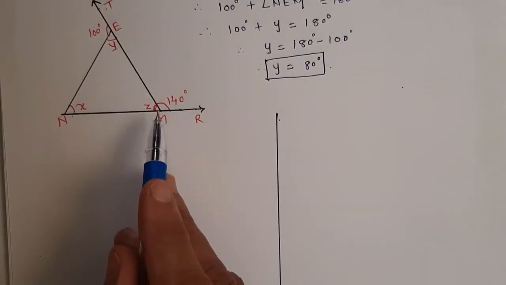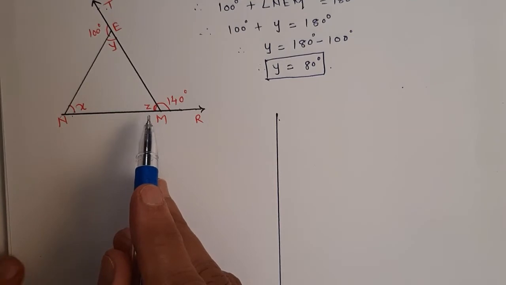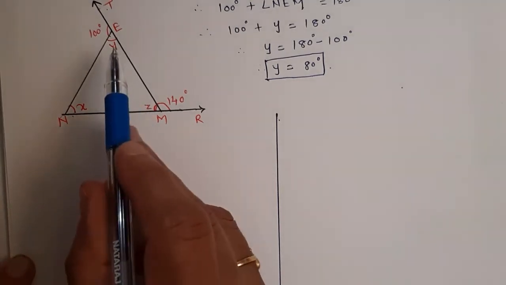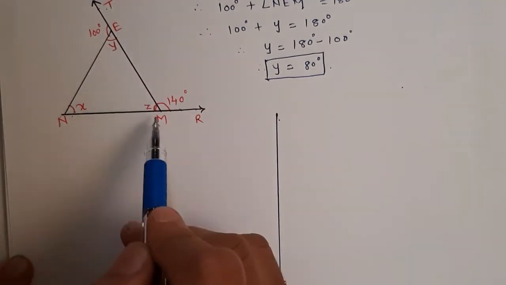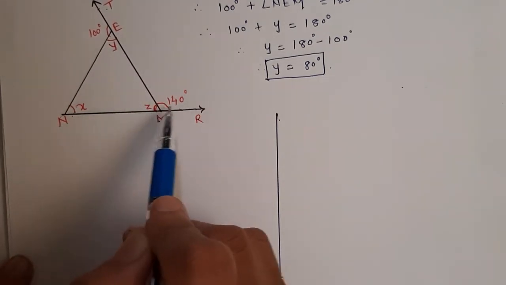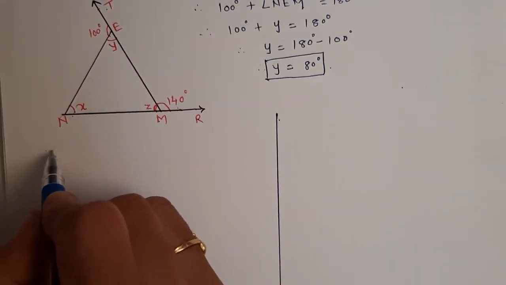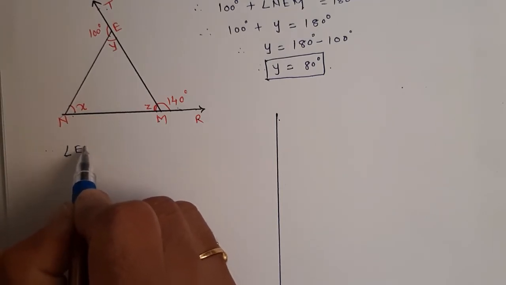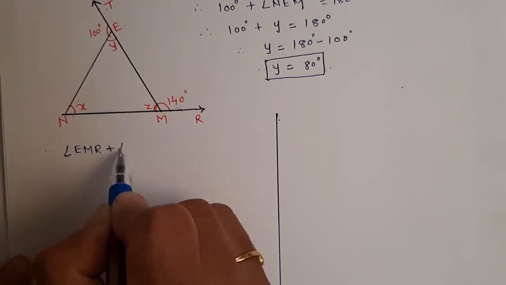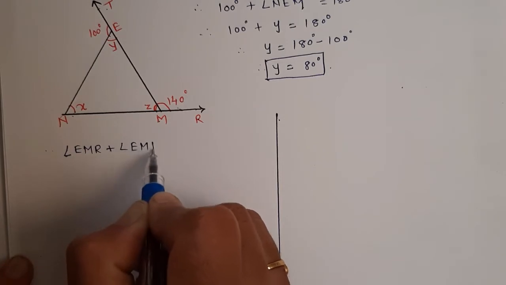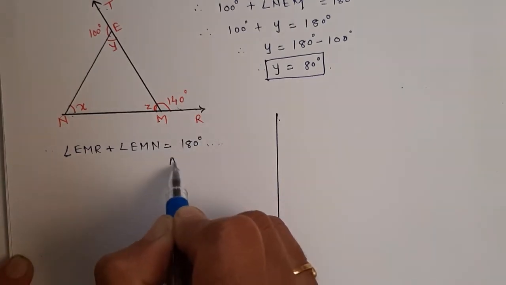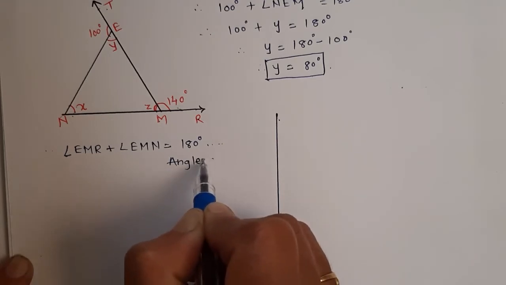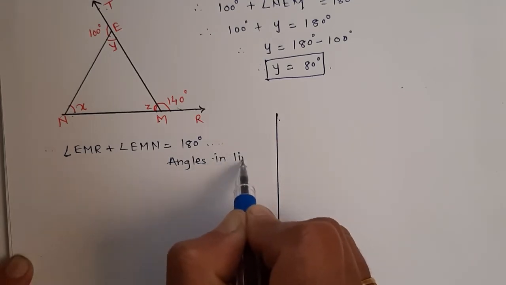Now to find out the value of z, again we have to use the criteria of angles in linear pair. Now which angles are there? EMR and EMN. These two angles are in linear pair. Therefore, angle EMR plus angle EMN equals 180 degrees. Again the same criteria, angles in linear pair.